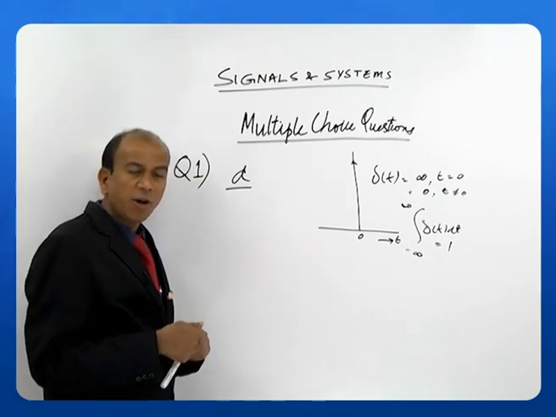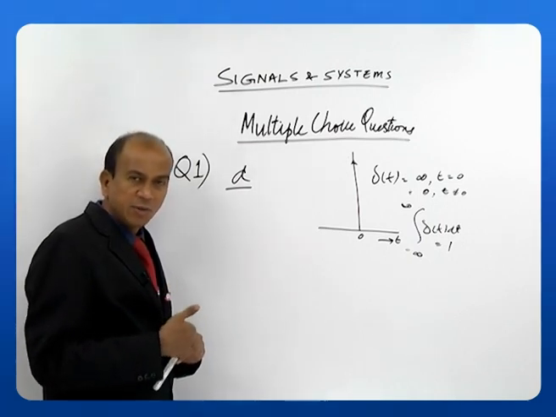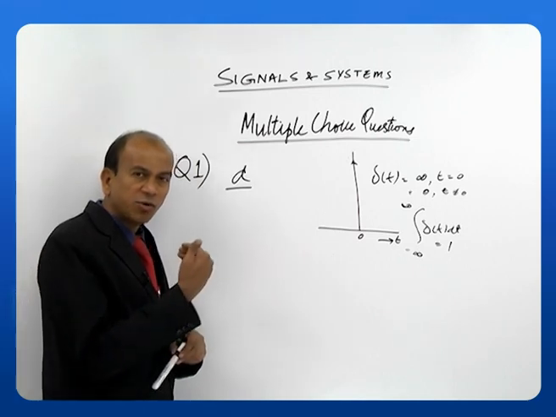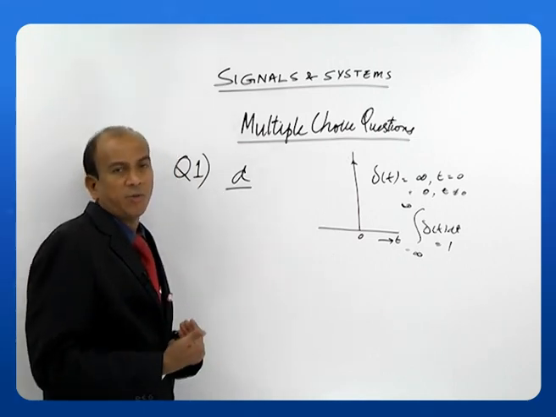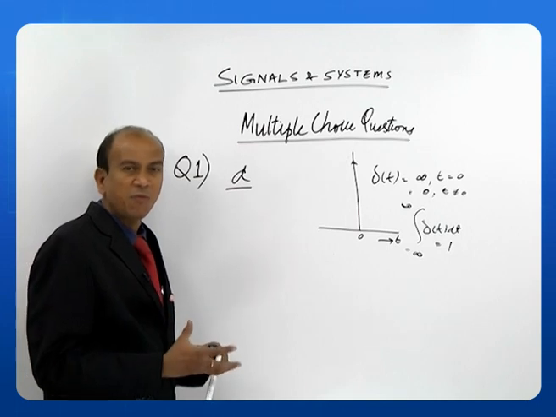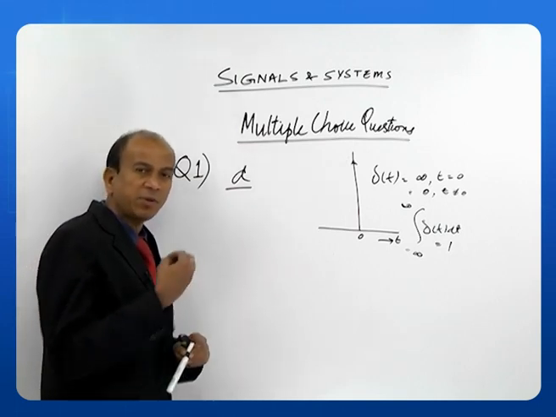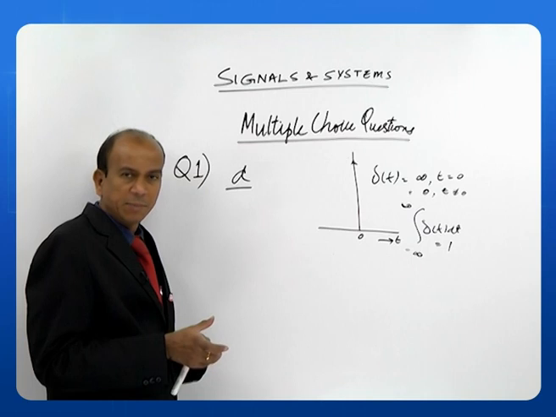The second choice talks about delta of t is equal to infinity when t is equal to 0 and delta of t is equal to 0 when t is not equal to 0. That's okay, that also defines, but doesn't speak of the area under the curve. It only speaks about the magnitude. So that also is incomplete.